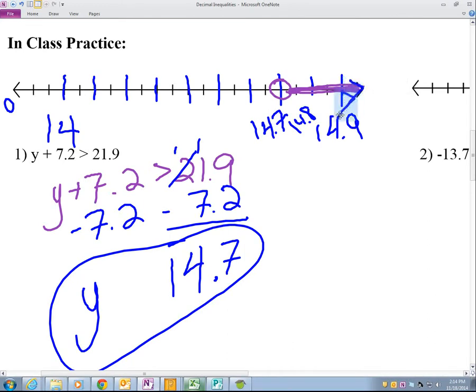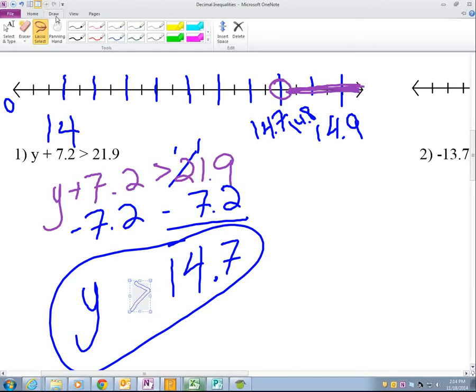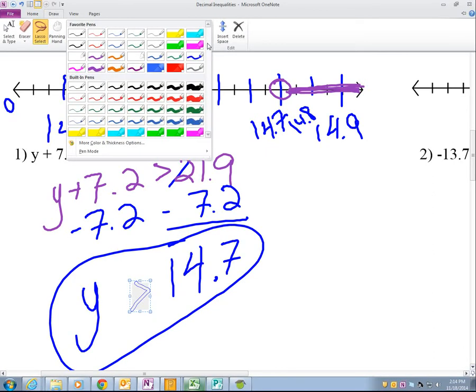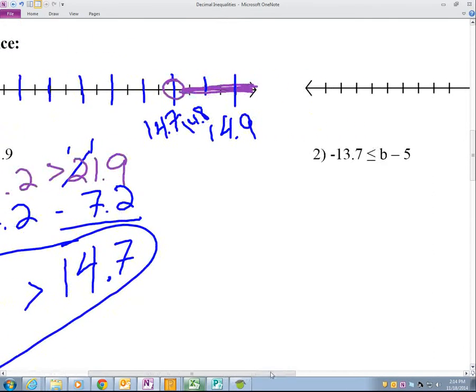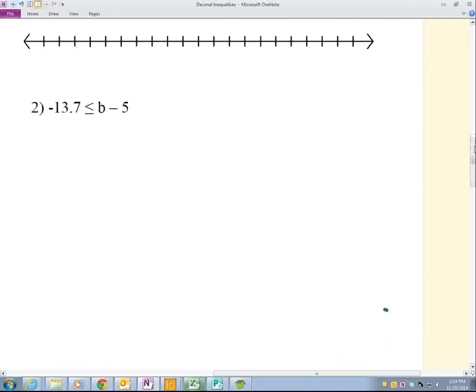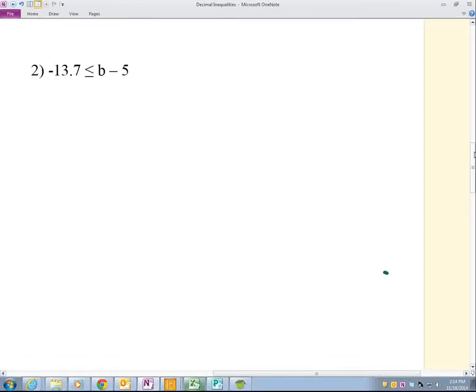Bring this guy back. Use this. Number 2. We have b on the right side. b is being subtracted by 5. So 5 is being taken away from b.